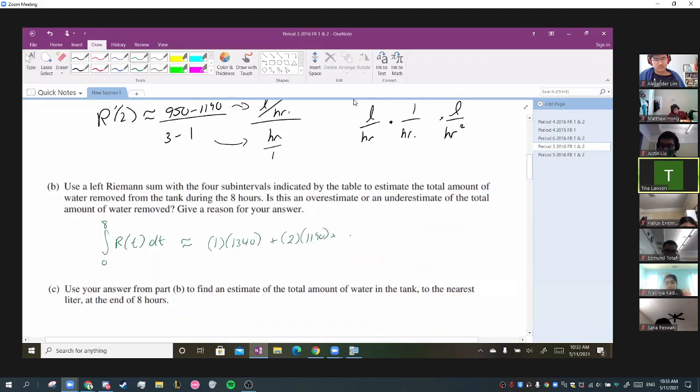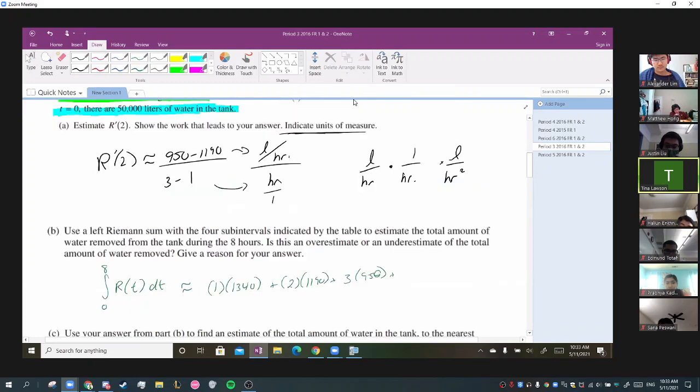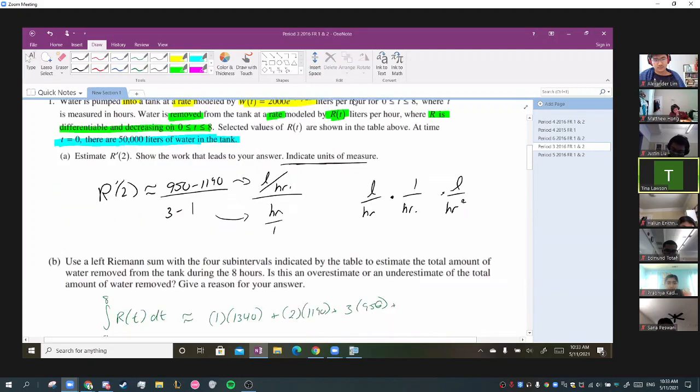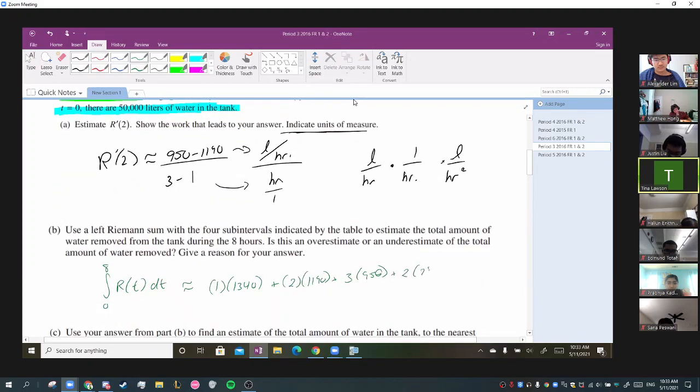All right. So 3 times 950. And finally, wow, my handwriting is awful. The purple rectangle is a span of 2 times 740. So 2 times 700. Come on now. Okay.